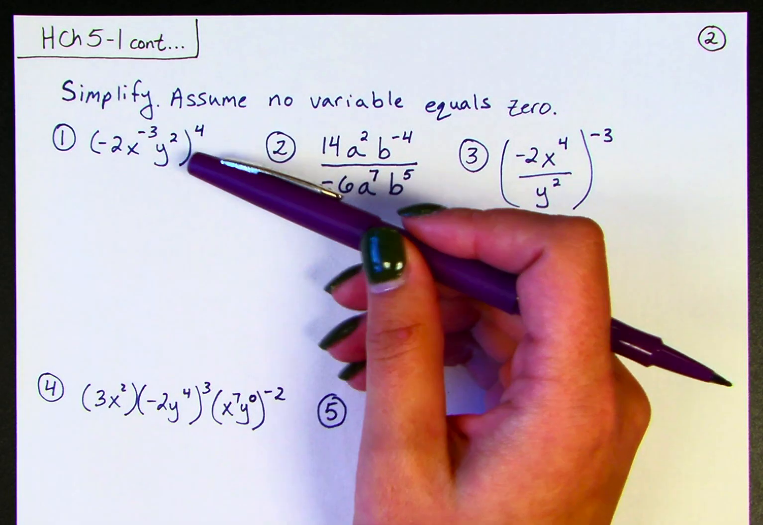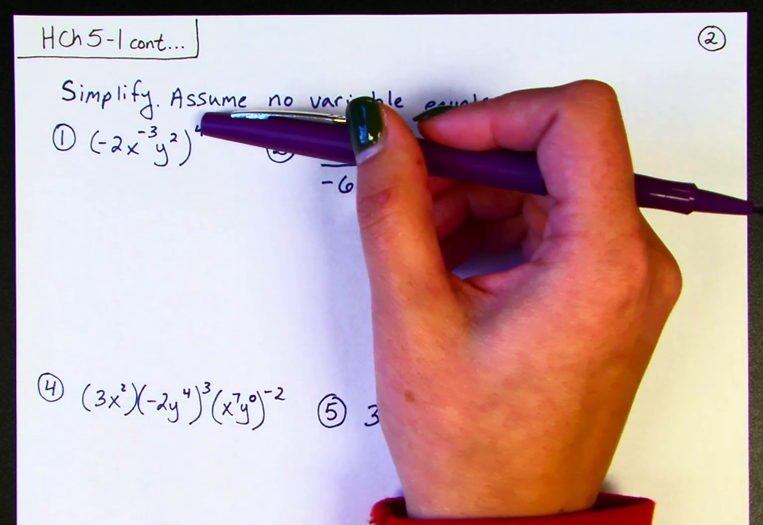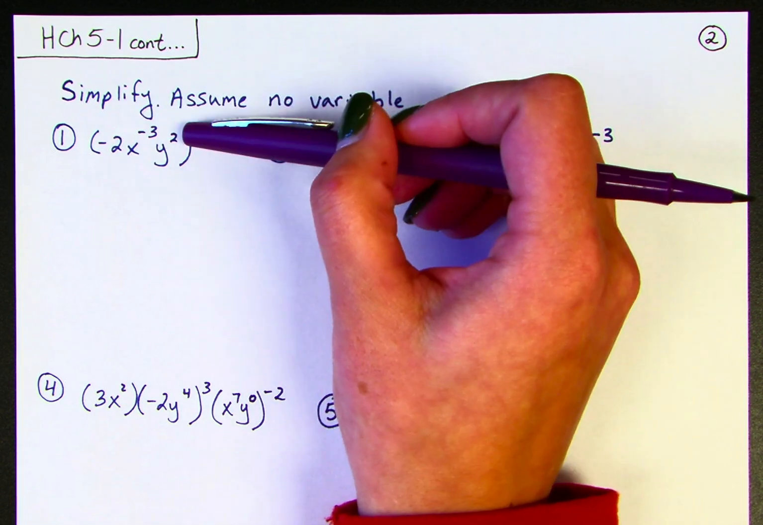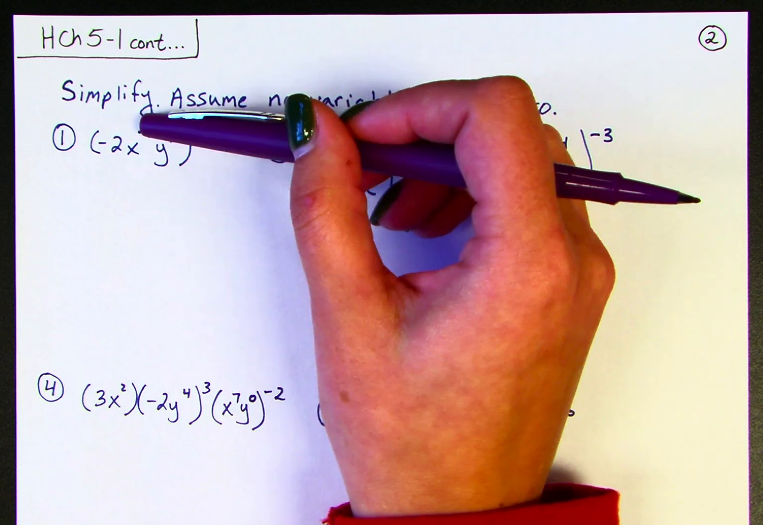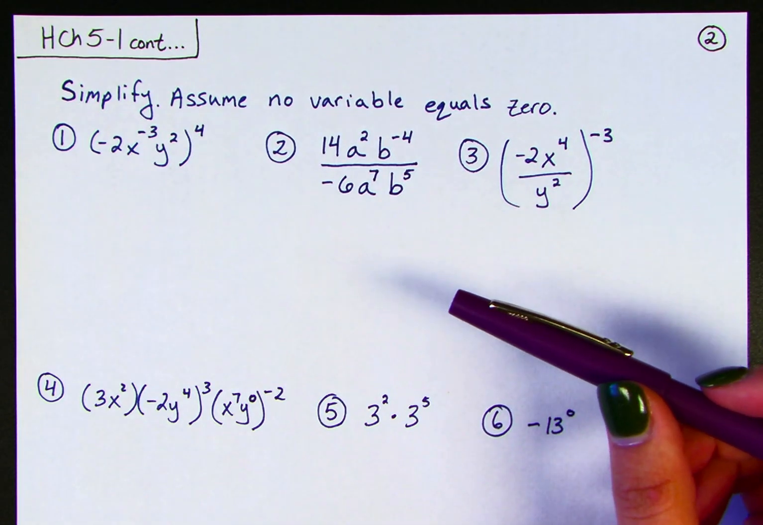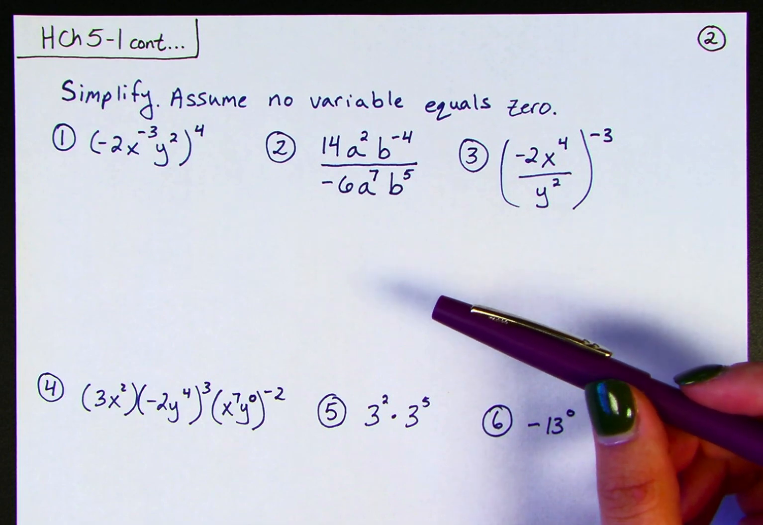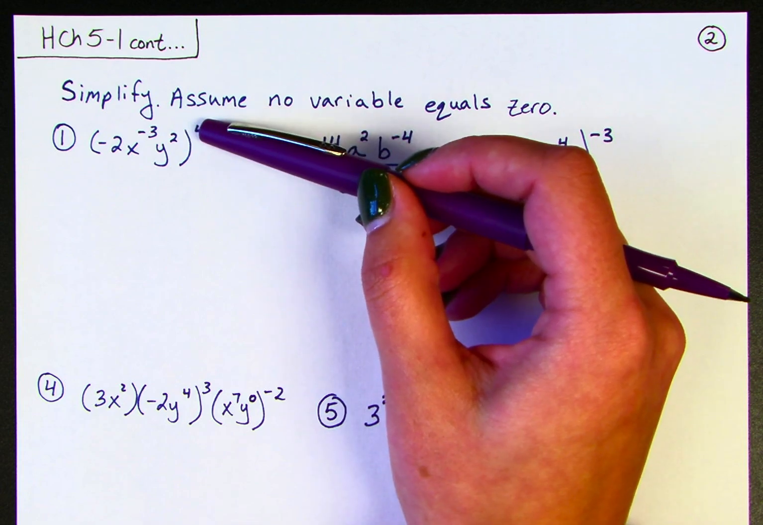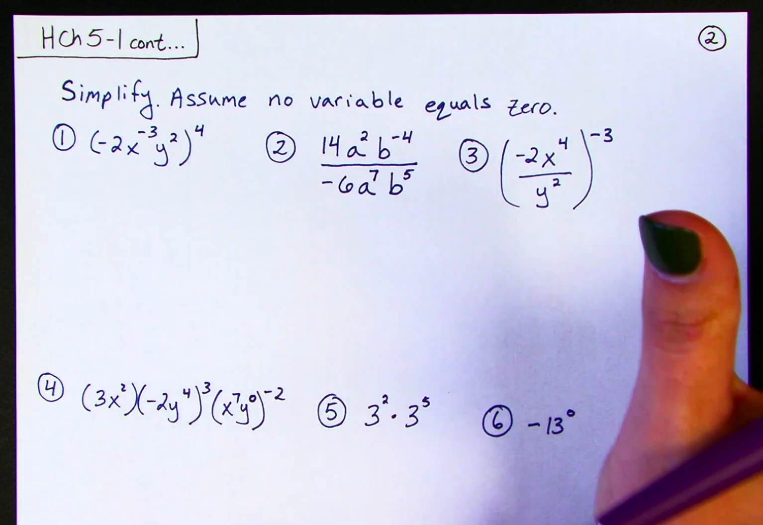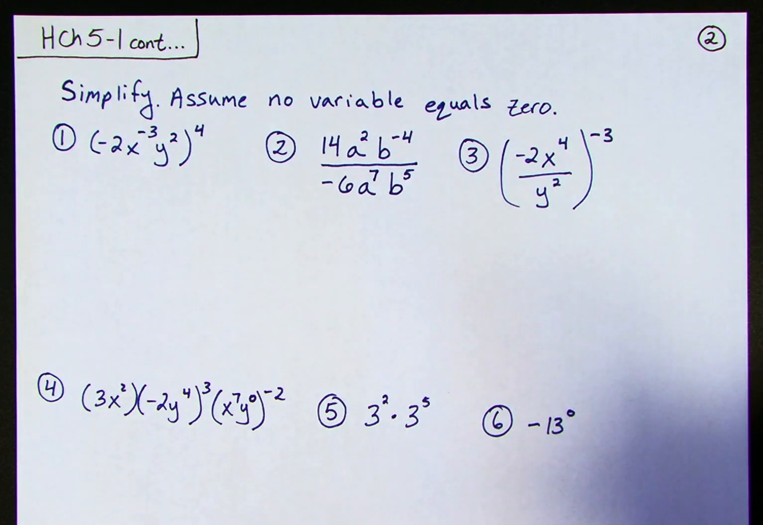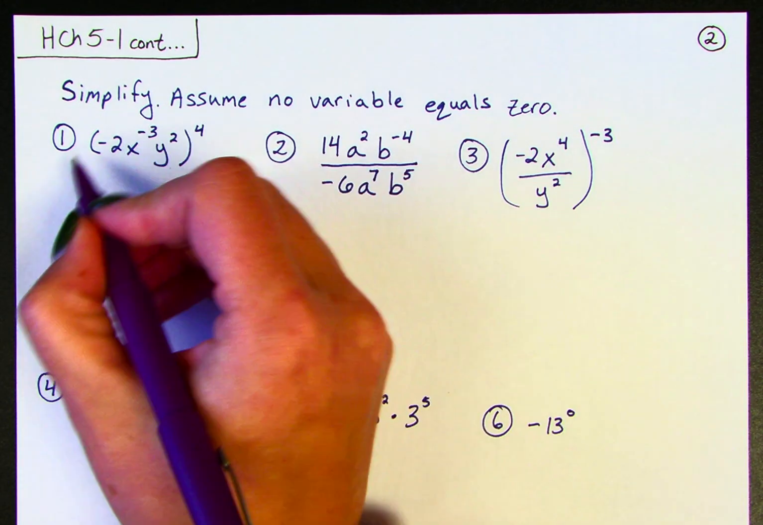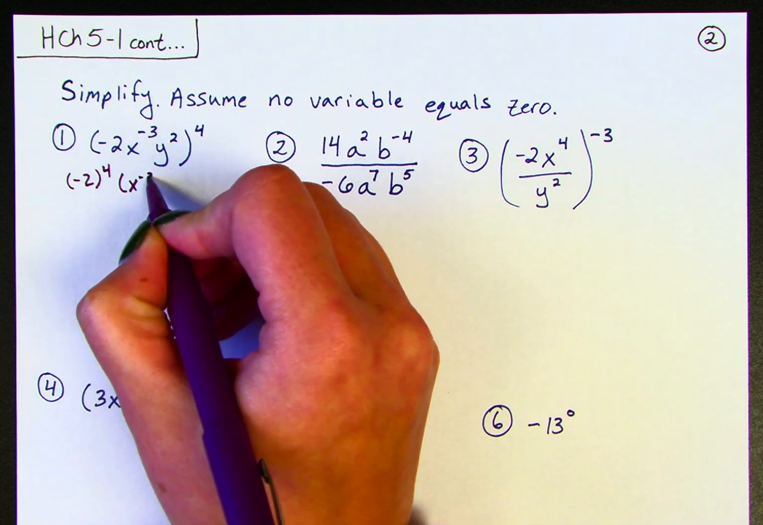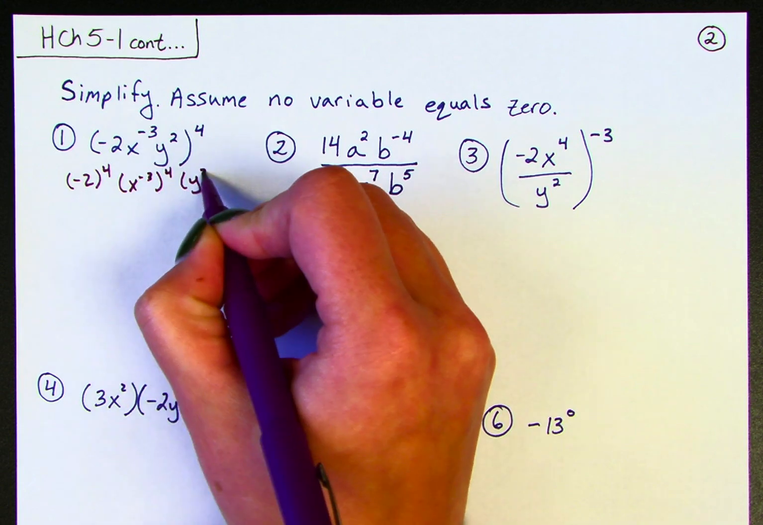Okay. So as we look at this first one, again, we can distribute this power, since we have all multiplication inside, to each part, or we can deal with our negative exponent first. So the order that we do that in does not matter. So what I'm going to do is deal with this exponent to start with. And I'm going to write out my work the longhand way, so you do not have to show this much work. But what we're doing is taking negative 2 to the 4th, x to the negative 3 to the 4th, and then y squared to the 4th.